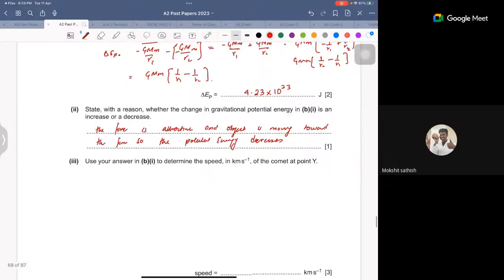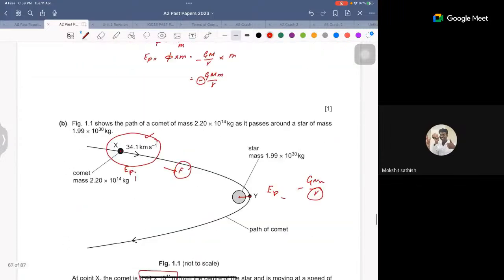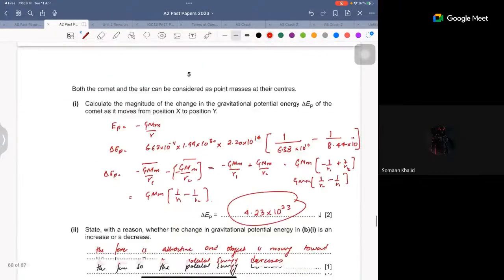Anyway, then use your answer to determine the speed in kilometers per second for the comet. You can simply use half mv square. 4.23 times 10 raised to 23 equals half times mv square. We want to find the final speed. We have the initial speed already here in kilometers per second, so we can change this to 34.1 times 10 raised to 3 meters per second. They asked for kilometers per second.